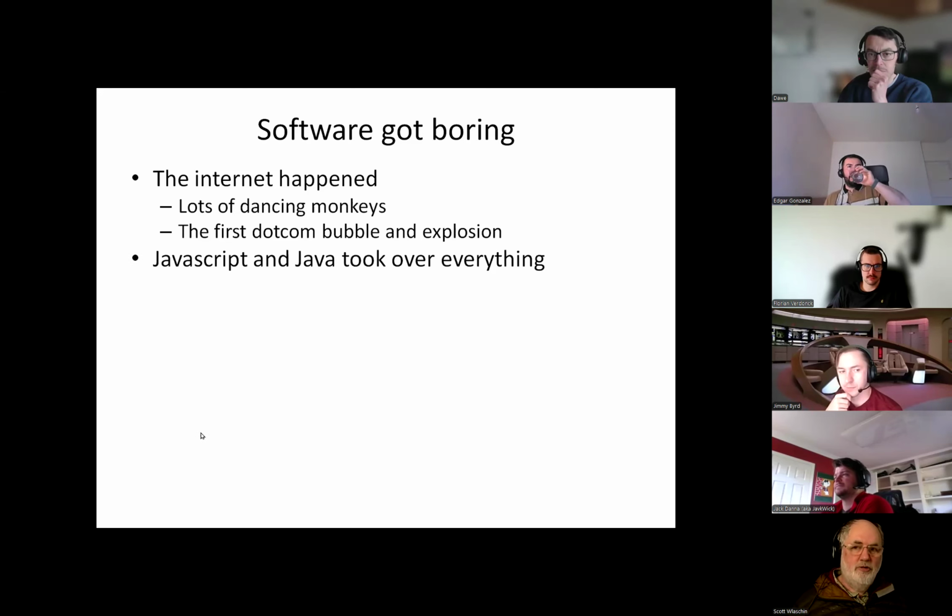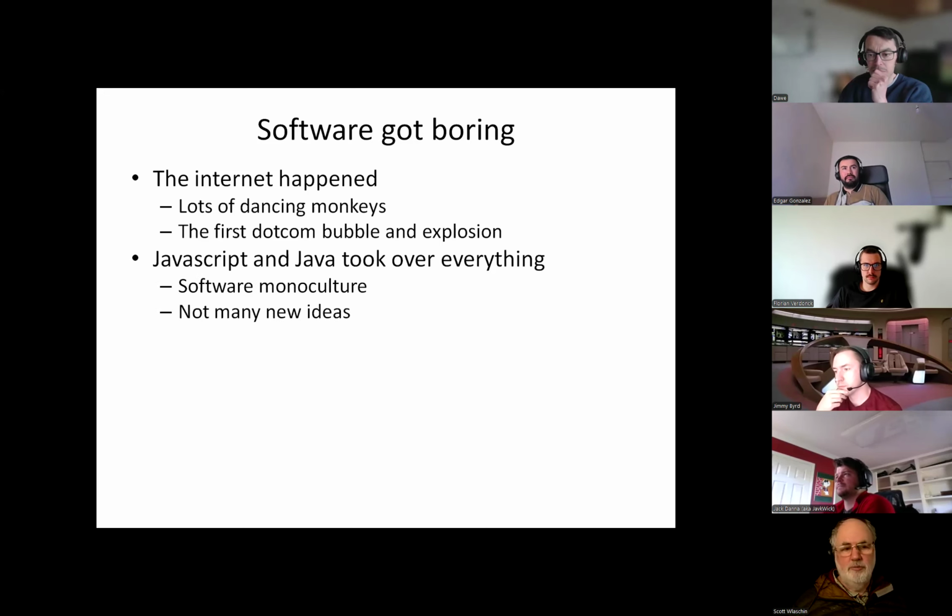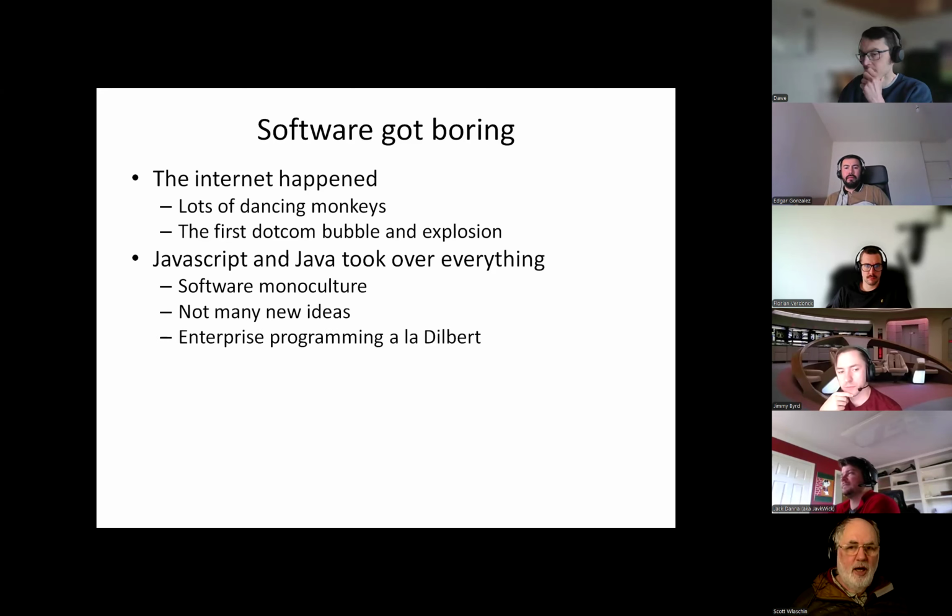JavaScript took over, Java took over. It was really boring. We got this kind of monoculture where that's the only thing people knew. All these programming books on design kind of dried right up. There was nothing interesting happening, in my opinion, anyway. And if you read Dilbert back in the day, the number one comic strip was Dilbert, and it was all about enterprise programmers, and that was very accurate. It was just like that.